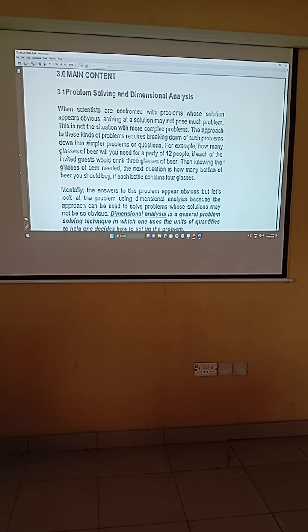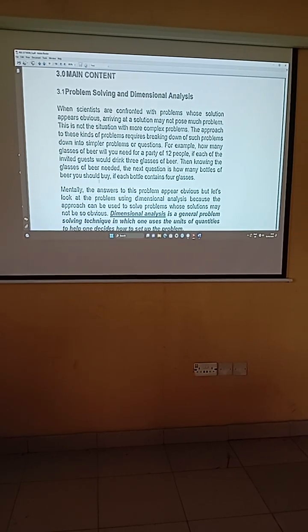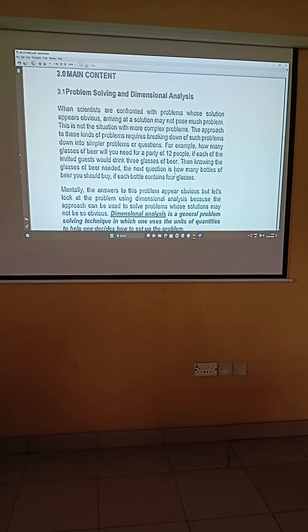For example, let's consider this. How many glasses of beer will you need for a party of 12 persons if each of the invited guests would drink 3 glasses of beer? Then, knowing the glasses of beer needed, the next question is how many bottles of beer you should buy if each bottle contains 4 glasses.